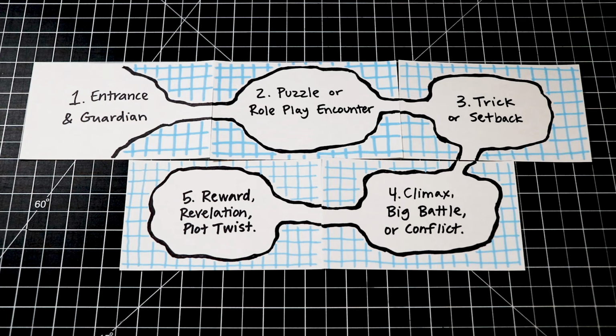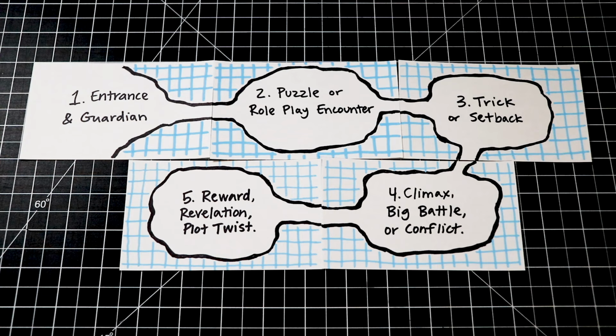Okay, so as the name suggests, there are 5 rooms in this dungeon. The first room is the entrance and the guardian room. Basically, the players arrive at the dungeon and must find their way inside. The guard could be a literal guardian, like a guard watching the entrance, or maybe it's a trap or a hidden entrance, something blocking the players from getting in.